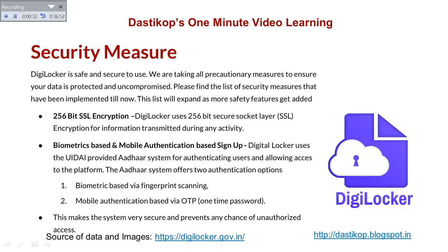They use 256-bit SSL encryption. So that means every document, when it is uploaded, is in encrypted format. That means somebody cannot access it. Even if you access it, he cannot make sense of which document this is, whom it belongs to. Biometrics-based mobile authentication. So every time somebody seeks the document, they will ask for the fingerprint or mobile OTP. This makes the system very secure and prevents any chance of unauthorized access. It is practically impossible to access a document in your DigiLocker without your permission or by any other means.